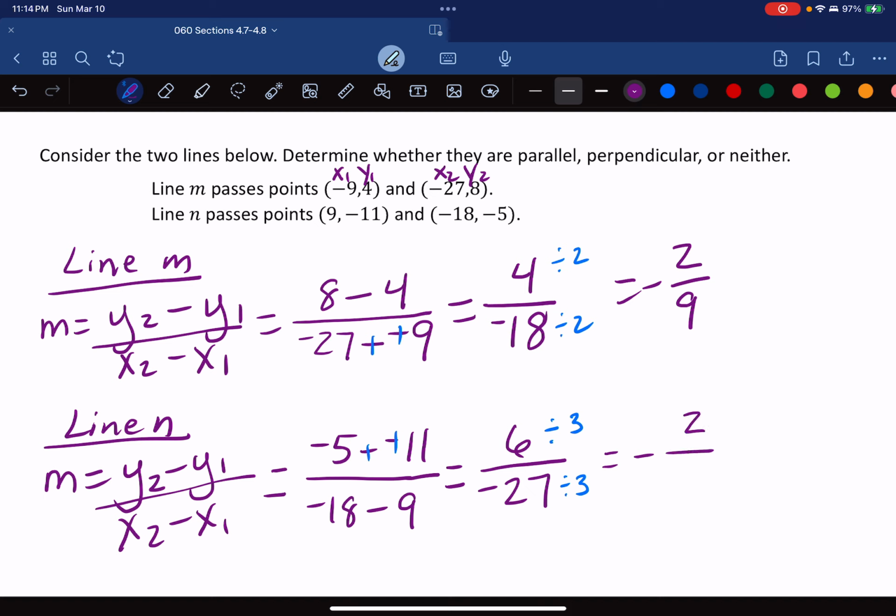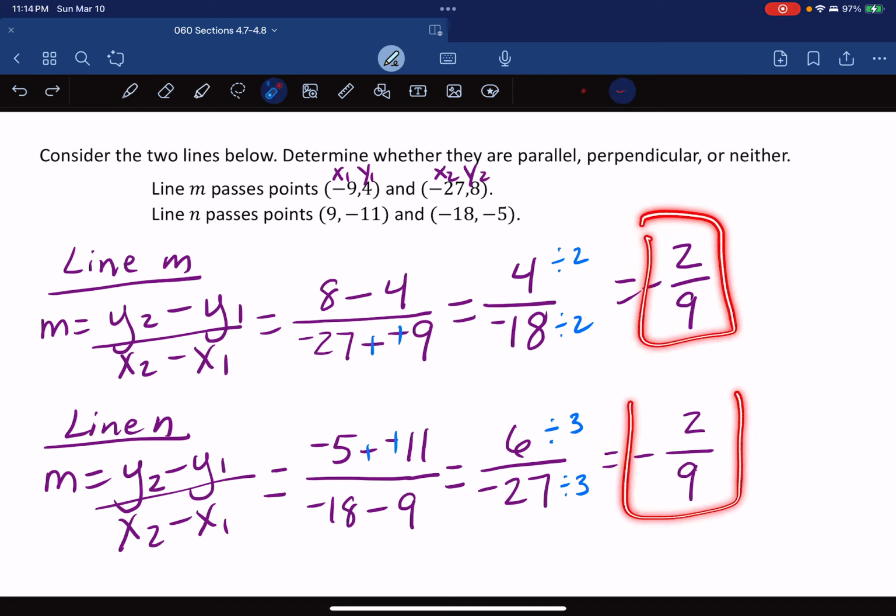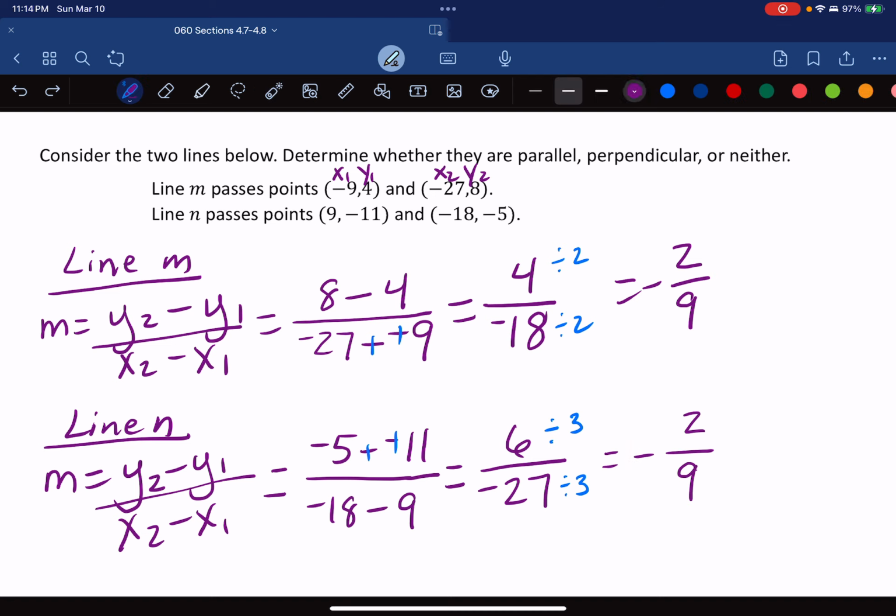And these are the same, and they both have negatives. These are the same. Therefore, these are both parallel. And that is parallel and perpendicular lines.